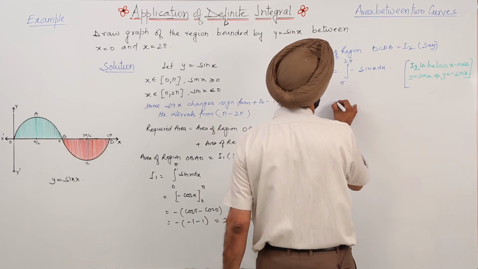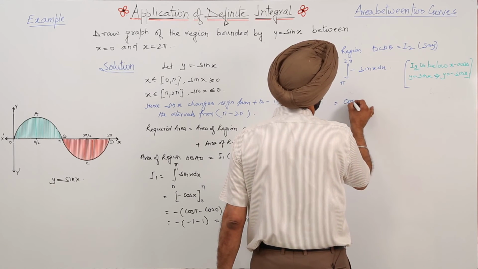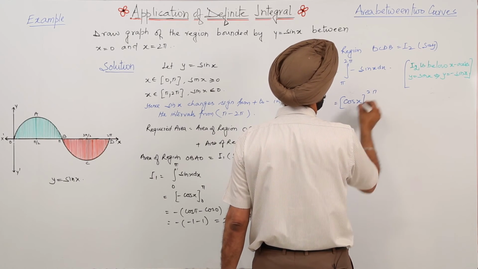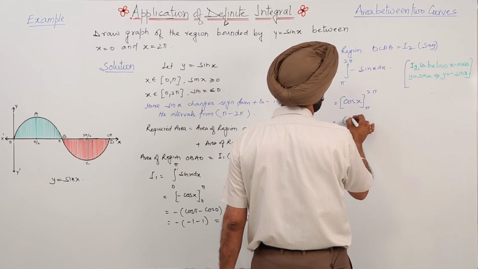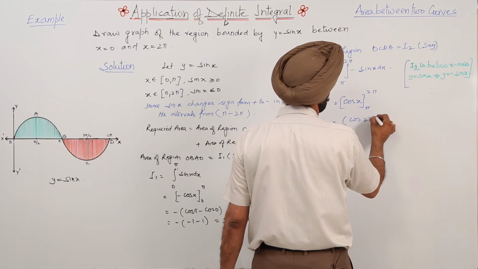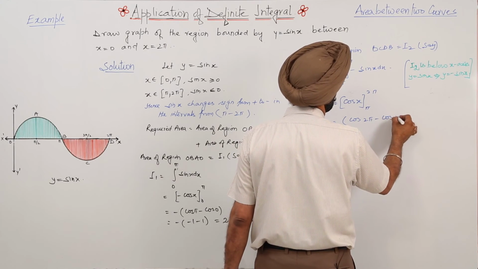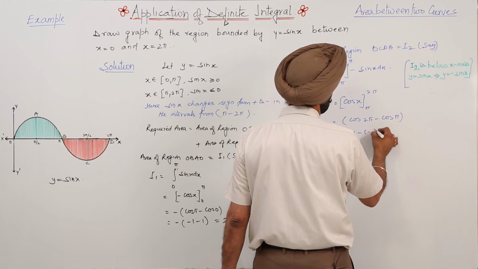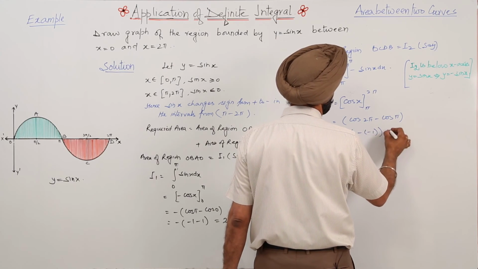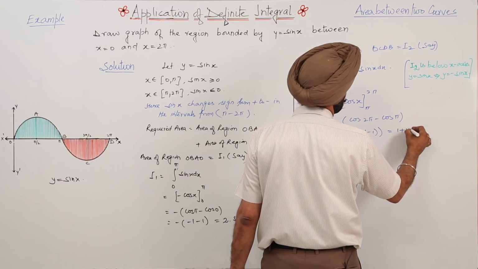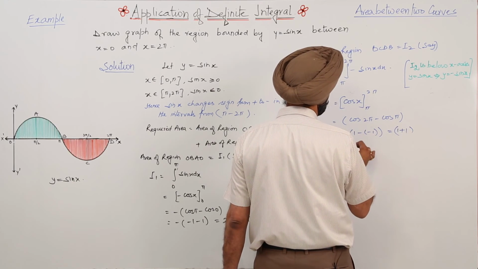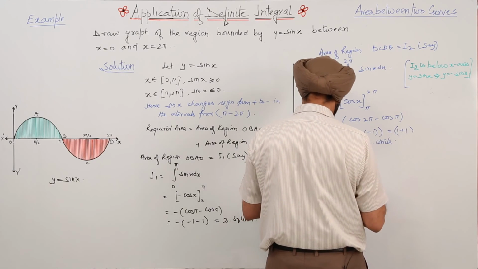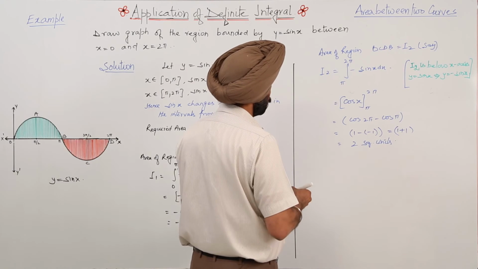Now, cos x from pi to 2 pi. Now, this is equal to cos 2 pi minus cos pi. Now, this is equal to 1 minus minus 1, and this is equal to 1 plus 1 is equal to 2 square units. Is it clear?